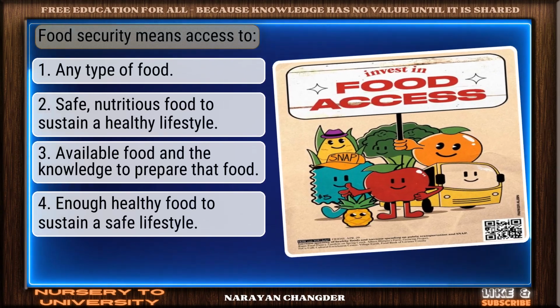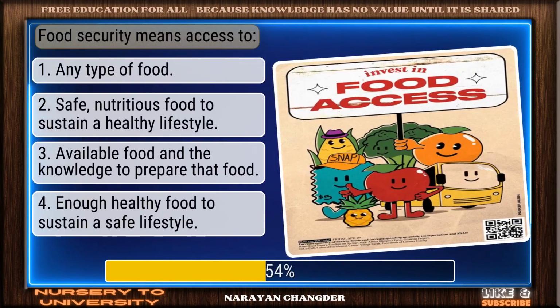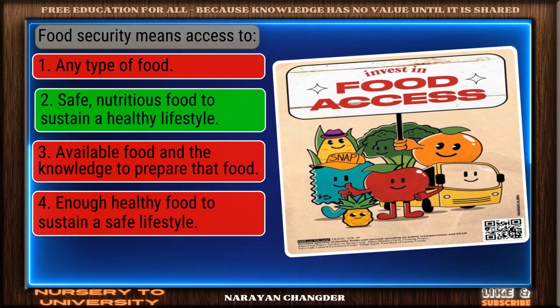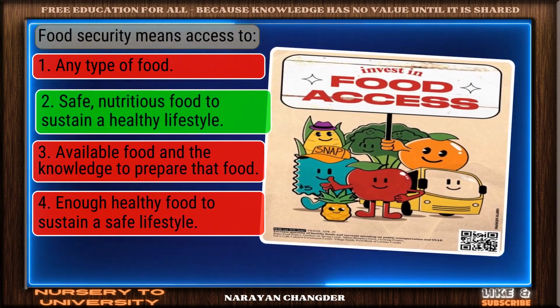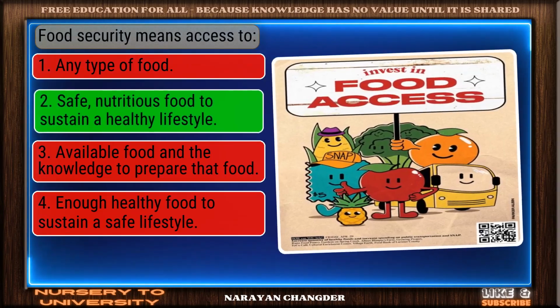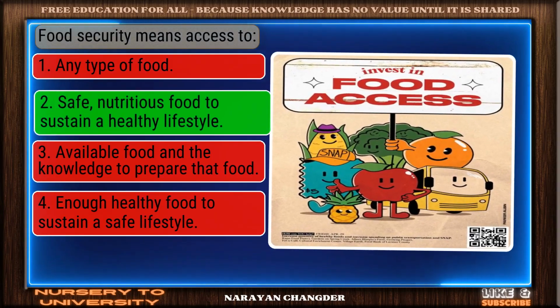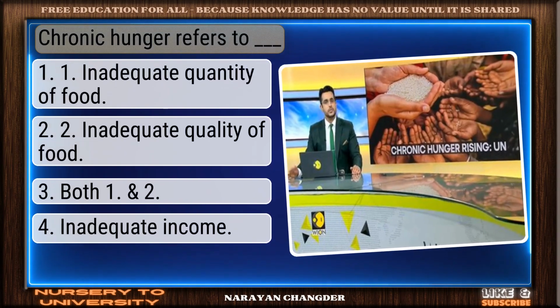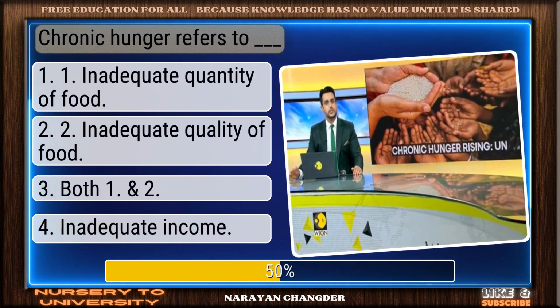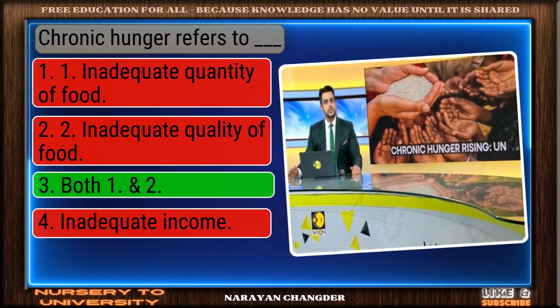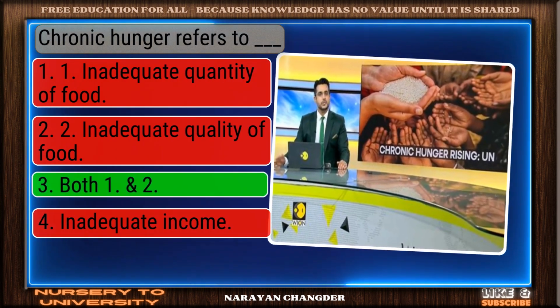Food security means access to. Great job. Safe, nutritious food to sustain a healthy lifestyle is the accurate answer. Chronic hunger refers to dash. You got it. Your choice both 1 and 2 is right.